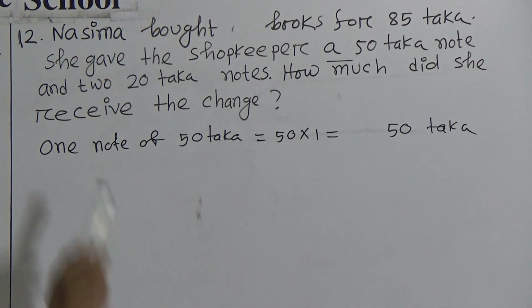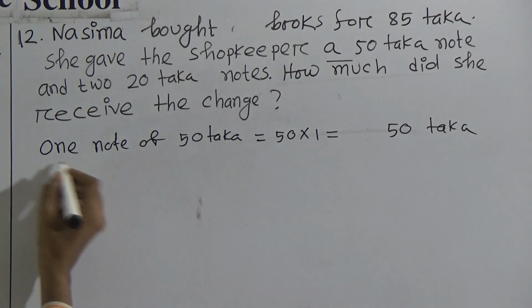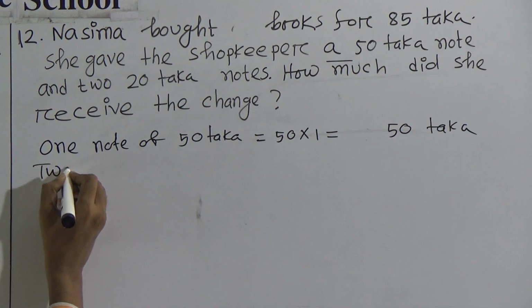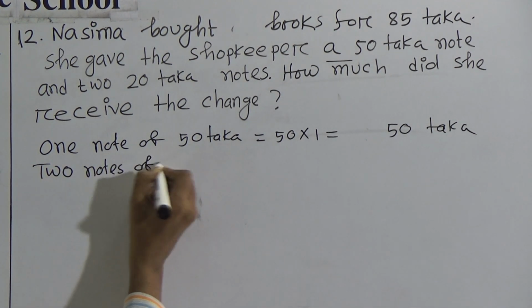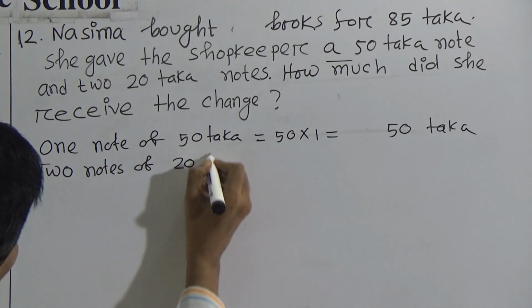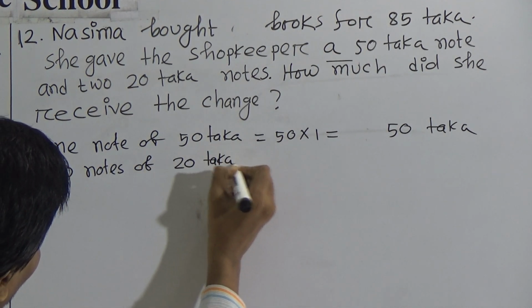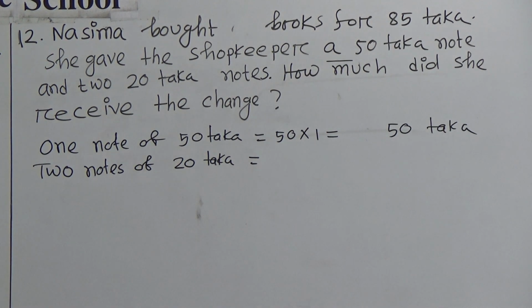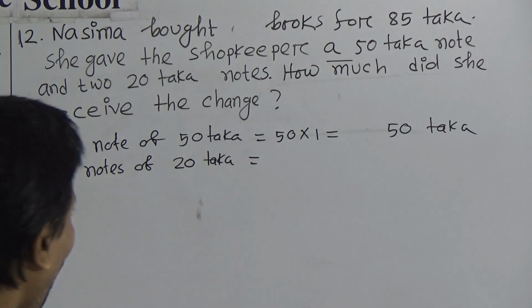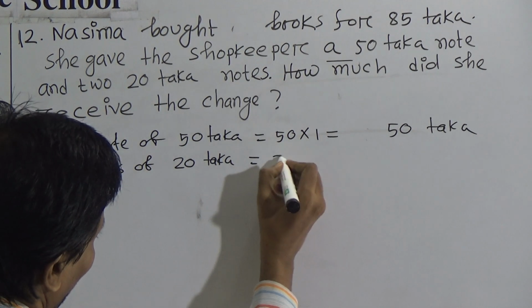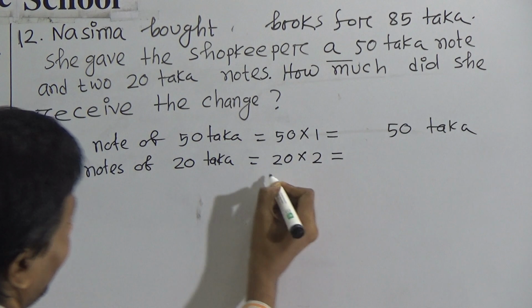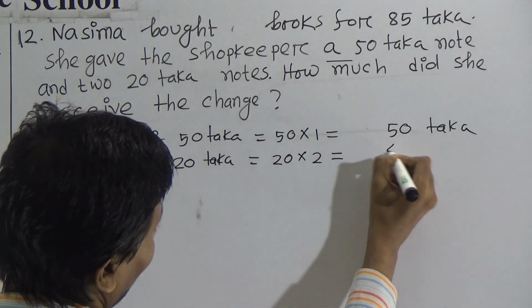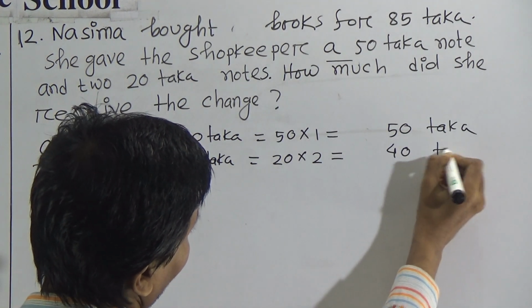Then the second step, two 20 taka notes. That means two notes of 20 taka. This means 20 into how many notes? 2 notes. So multiply 20 into 2. This is equal to 40.